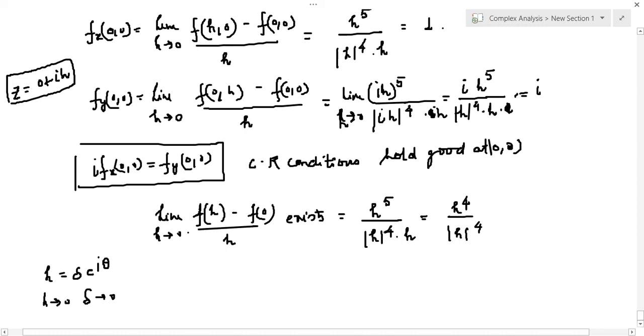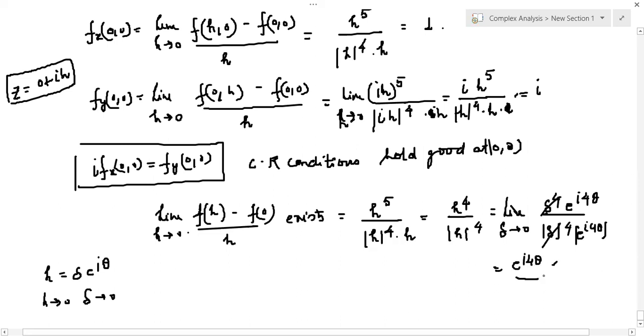So all these things convert to writing the limit delta tends to 0 of delta raised to power 4, e raised to power iota 4 theta divided by mod delta whole raised to power 4 times mod of e raised to power iota 4 theta. This is 1, and delta is positive, so this will become 1 only. So we get e raised to power iota 4 theta. Clearly, this limit turns out to be path dependent. Since it is a path dependent limit, therefore the function is non-differentiable at (0, 0).